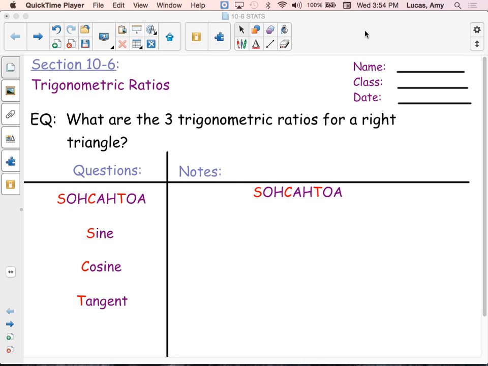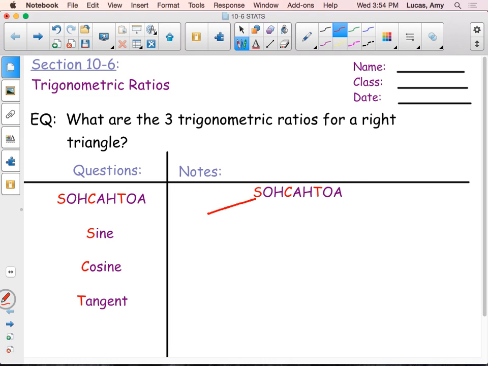Section 10.6, trigonometric ratios. Our essential question is, what are the three trigonometric ratios for a right triangle? The first vocab word that you see is an acronym, SOHCAHTOA. SOHCAHTOA is an acronym that helps us remember the three trig ratios that we're going to use, which are sine, cosine, and tangent.